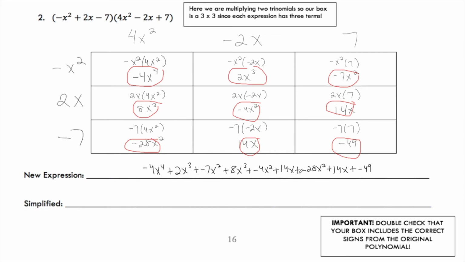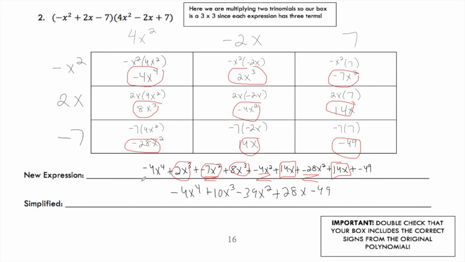A lot more terms this time, which means we're probably going to have to combine like terms. So let's look. I have some x cubes. I have some x squared. I'm going to underline these instead. And then I have, I'm going to box these, some normal x's. And then there's no other x to the fourth, and there's no other constants.